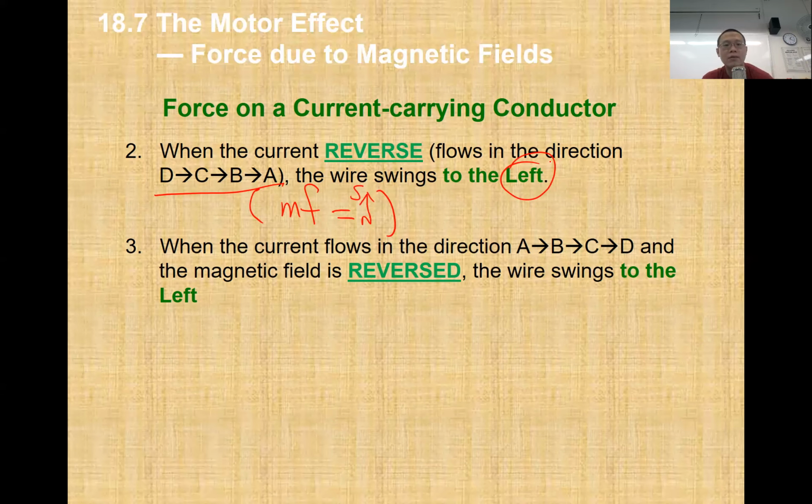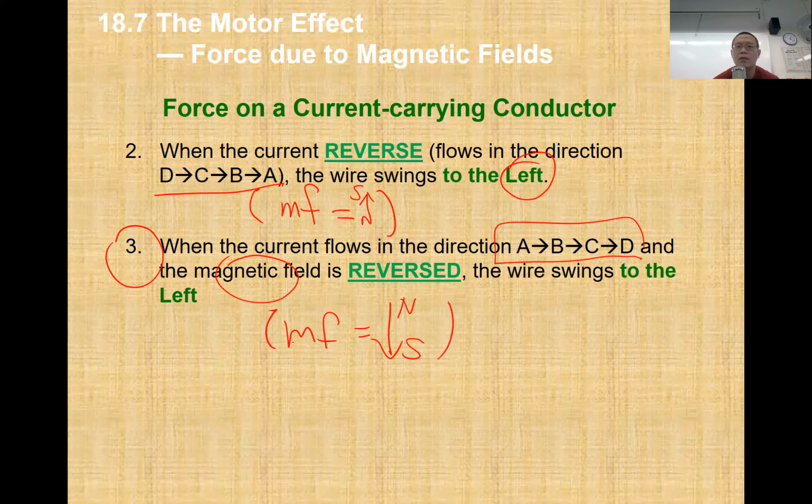Now the same thing for the third one. You can keep the current direction the same, A, B, C, D. But what you do now is reverse the magnetic field. Meaning now my magnetic field line is actually this way. North is here, south is at the bottom. So if you reverse it, you'll find that the wire will now swing to the left.